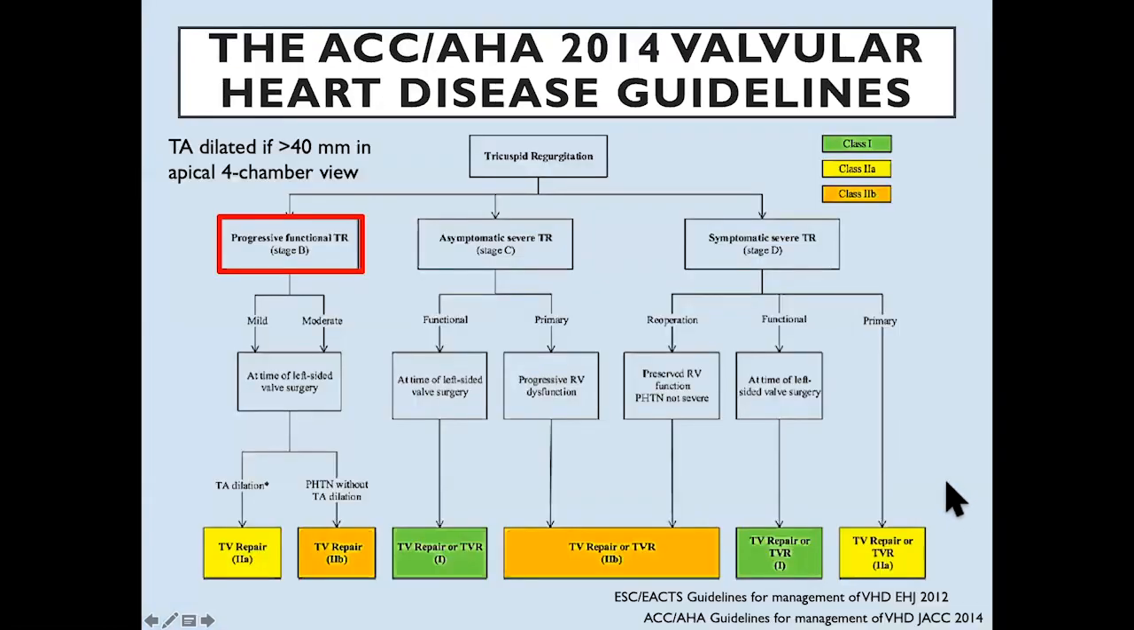Now, if you look at the ACC/AHA 2014 valvular heart disease guidelines, they suggest that if you have progressive functional tricuspid regurgitation, regardless of whether it's mild or moderate in degree, at the time of left-sided heart surgery, if there is tricuspid annulus dilation, then there's a class 2A indication for tricuspid valve repair. In other words, it's very important to measure the tricuspid annulus because it does factor in the assessment of tricuspid valve dysfunction.